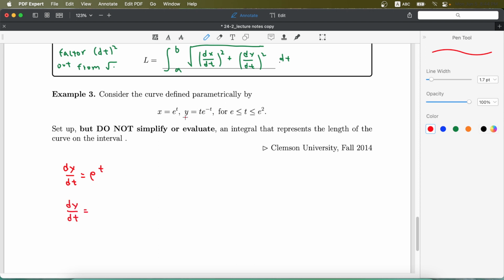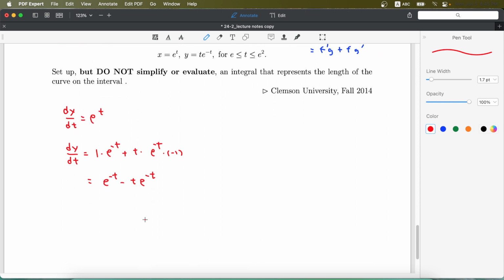Notice that y is t times e to the negative t. So when you take the derivative, you need to apply the product rule. Just in case you forget, the derivative of f times g is f prime g plus f g prime. That's the product rule. So here we have 1 times e to the negative t plus t times e to the negative t times negative 1. So I should have e to the negative t minus t times e to the negative t.